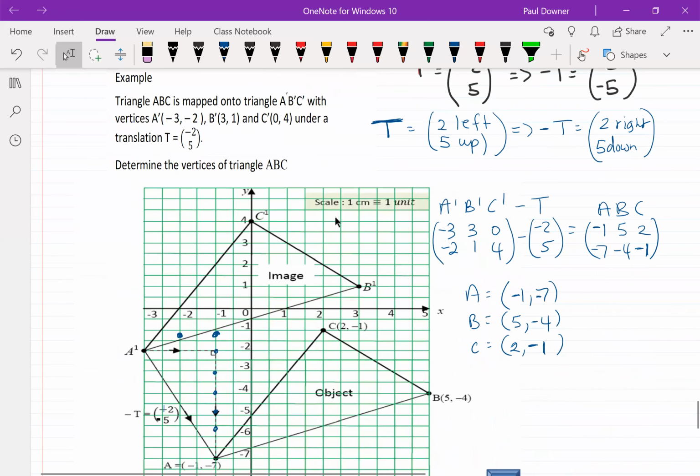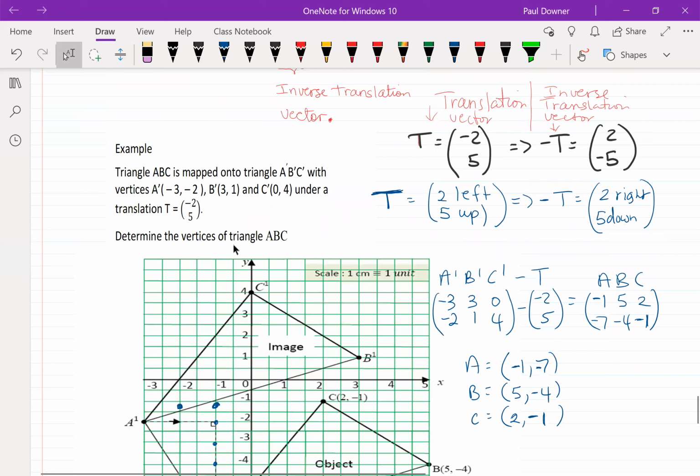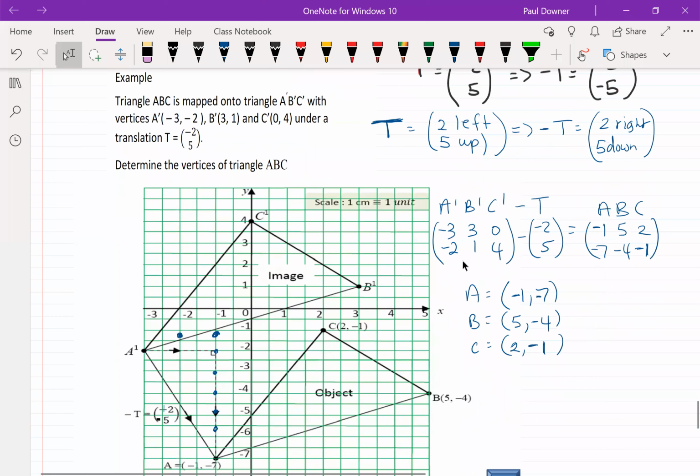So if I took A prime, which is minus 3, minus 2, B prime, which is 3, 1, C prime, which is 0, 4, and I made up this matrix, and I took away from that matrix T, the original translation vector, I'm taking away minus 2, 5 from each, I will end up with the original object points. That's what we just calculated. So let's do that calculation.